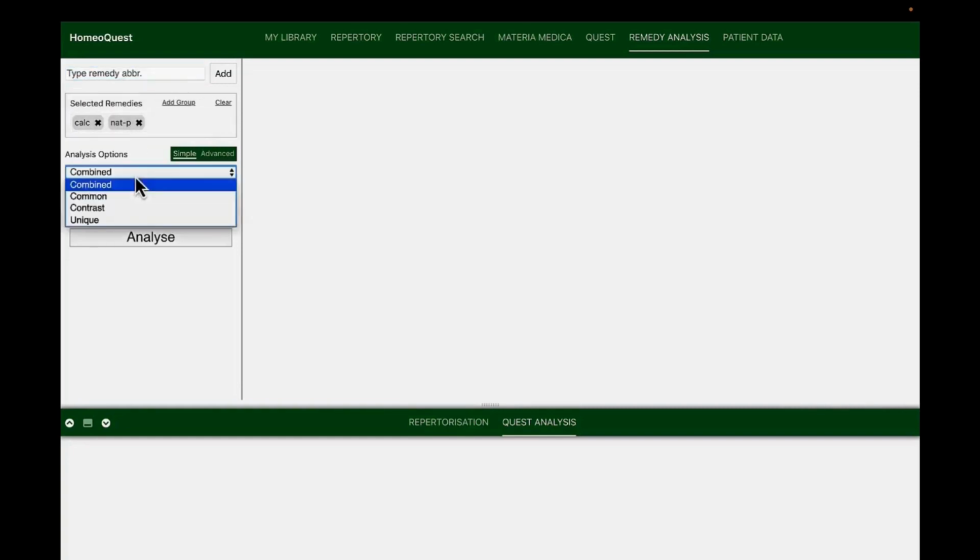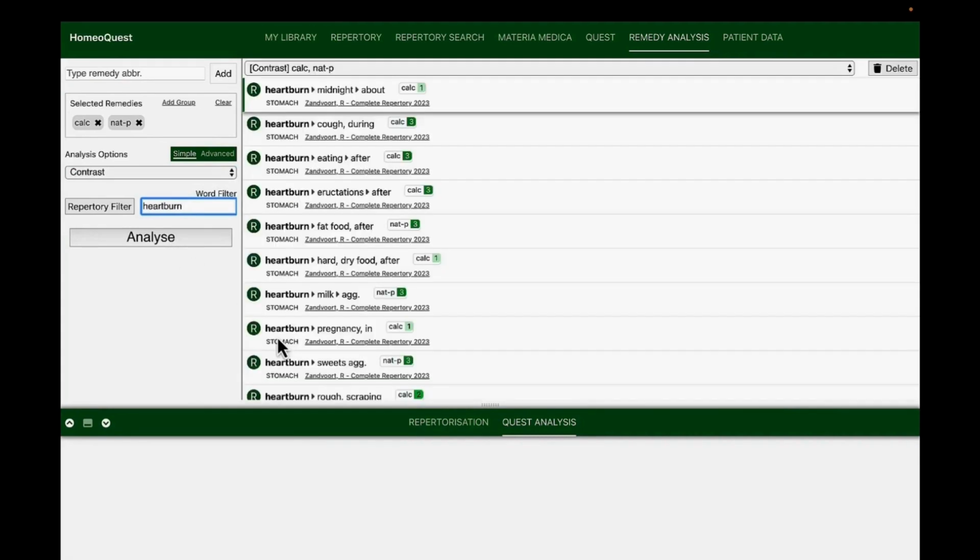And then I'll choose compare because I want to contrast Calc Carb and nat phos. And I will put here, say heartburn, because that is the main chief complaint that the patient has come to me with. And these are the 2 remedies that come up very strongly for heartburn in my repertorial analysis. So what do you see here? You see something very interesting.